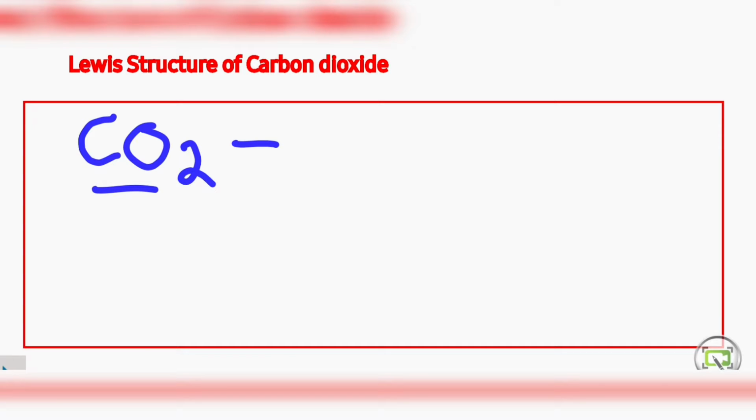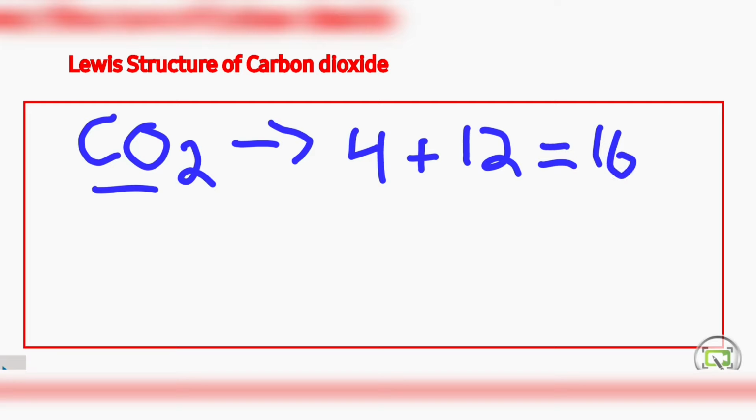Your next step is to count the valence electrons of carbon dioxide. In the previous video you saw how we can count the valence electrons. Carbon has 4 and oxygen has 6, so there are 2 oxygen, then total will be 12. So total electrons are 16. So we have to accommodate 16 electrons in our Lewis structure.